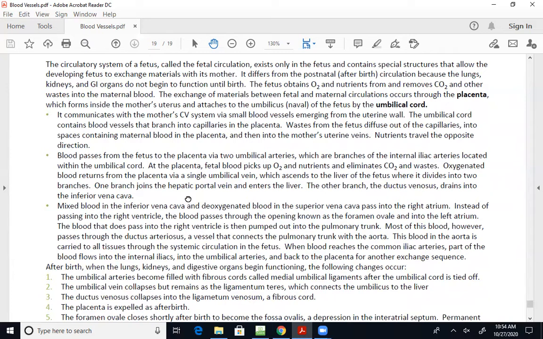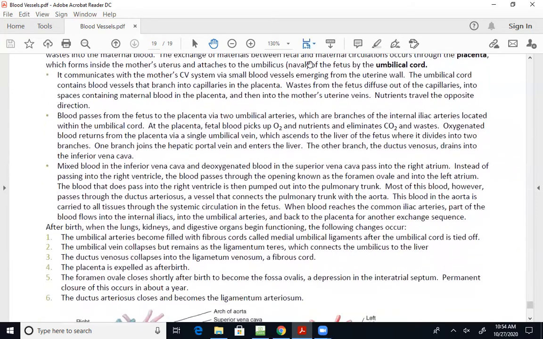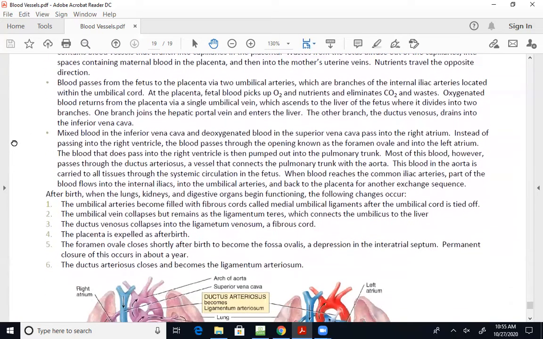Communication with the mother's CV system, cardiovascular system, occurs via small blood vessels emerging from the uterine wall. The umbilical cord contains blood vessels that branch into capillaries in the placenta. Waste from the fetus diffuses out of the capillaries into the spaces containing maternal blood in the placenta, and then into mom's uterine veins. Nutrients are going to travel the opposite direction.